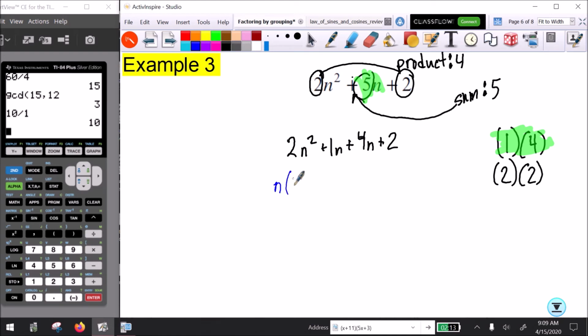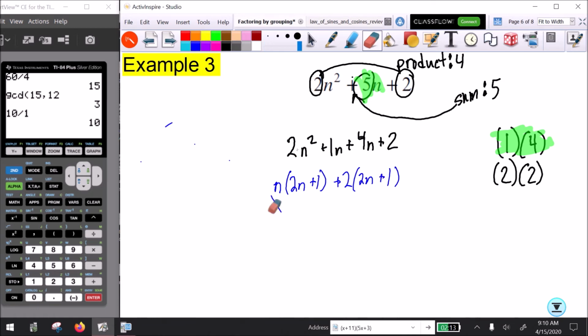N multiplied by what is 2n squared? 2n. N multiplied by what is 1n? 1. What's the greatest common divisor of 4n and 2? 2. 2 evenly divides both of those. 2 times what is 4n? 2 times 2n. 2 times what number is itself? 1.